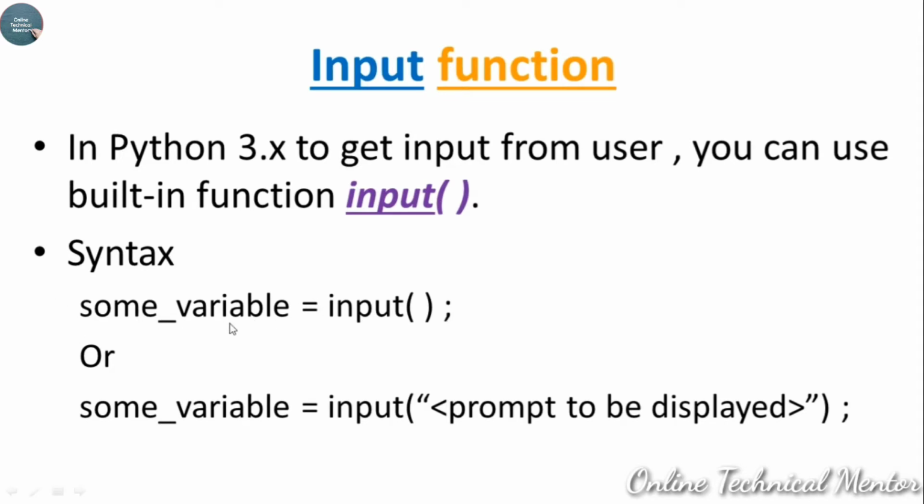The same line can be written like this: some variable equal to input. You have to write a message within double quotes. When the program is waiting for the input, it will show you this message. For example, enter any number, or enter your age, or enter some amount. This kind of message has to be written within the double quotes. Then the program will be in a more readable format. So come, let me show you how to take input from the user in Python programming language.